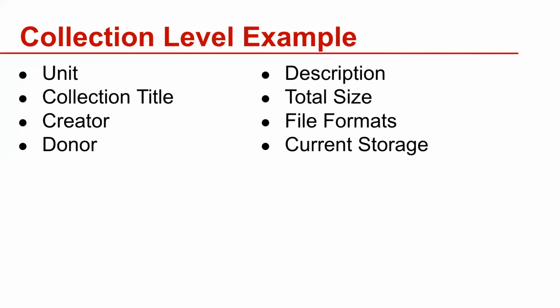The unit, so it was a drop down of the one out of 15 units. Collection title, the record creator, the record donor. Perhaps it's the same as the creator, but not always. A general description to get an overview of the type of materials, a total size, file formats, and where the materials are currently stored.